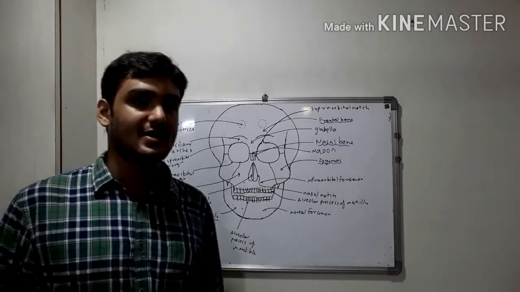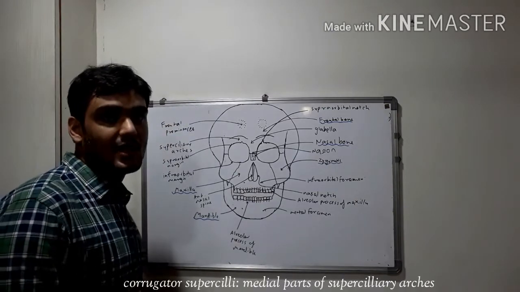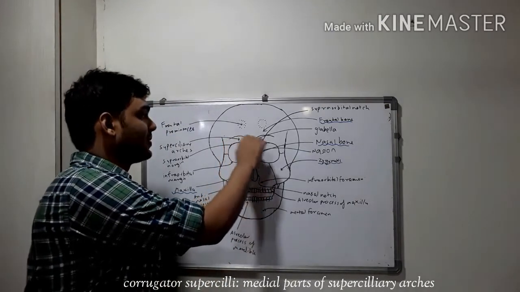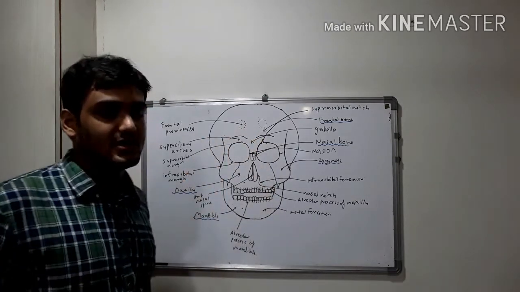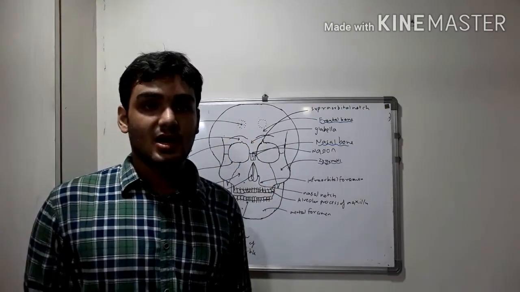So talking about the corrugator supercilii, it originates from the medial part of the superciliary arches. You have the superciliary arches, and from the medial part of the superciliary arch is the origin of corrugator supercilii. Then coming to the muscles around the nose.